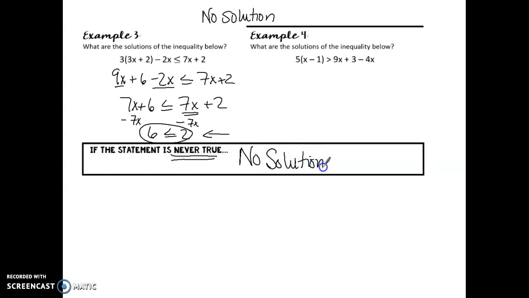I'm going to let you try this last one on your own. Distribute, combine like terms. You should see that the statement is false and there will be no solution. Okay, that's it for part 2.